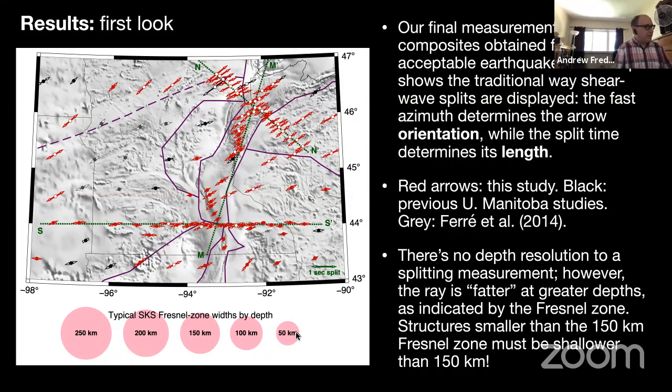Now, I'm also showing down here, these circles are the width of the Fresnel zone for an SKS pulse for typical frequencies that you'd see at different depths. The point being that you would expect variation due to things happening at 250 kilometers to happen on this kind of length scale, a scale comparable to the diameter of that circle. And so the fact that things are changing over relatively short distances, you can see things like changes in length and changes in orientation that happen over relatively short distances, those have to be relatively shallow. They have to be near the top of the lithosphere and not the bottom.